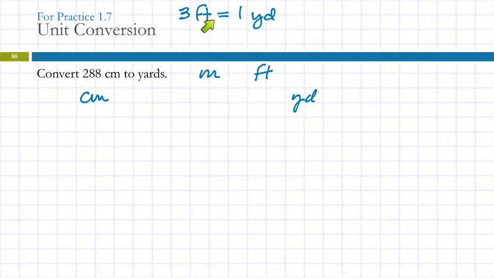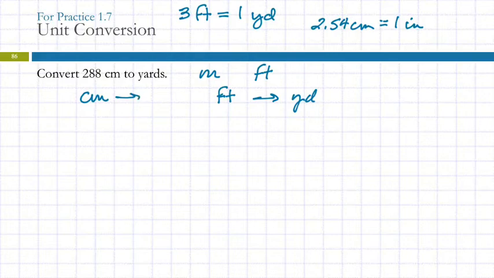So this one tells me that if I got to feet, I could get to yards. So let's put feet right here. And so now I'm trying to figure out how to get from centimeters to feet. Inches. Okay, we've talked about that one. 2.54 centimeters equals 1 inch. So if I've got centimeters, I can get to inches, and then from inches I can get to feet. Right? Because 12 inches is equal to 1 foot.